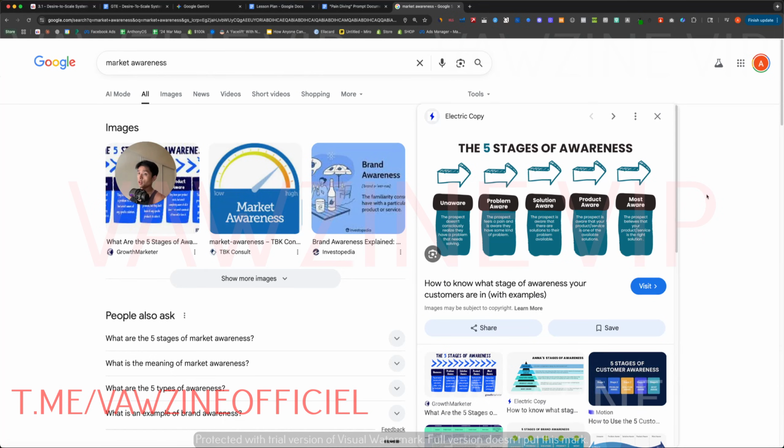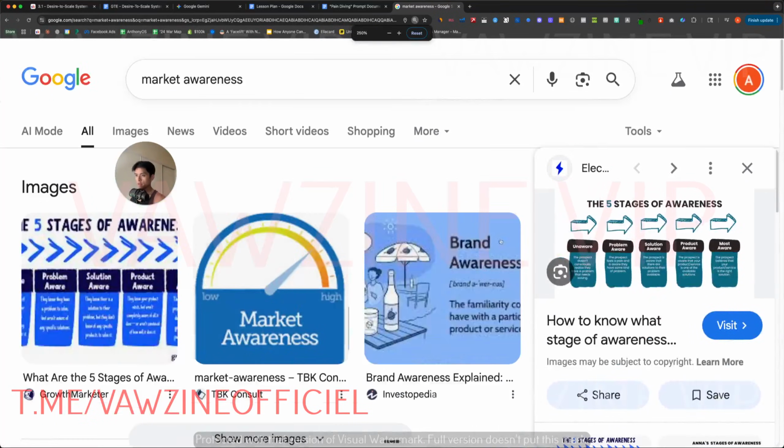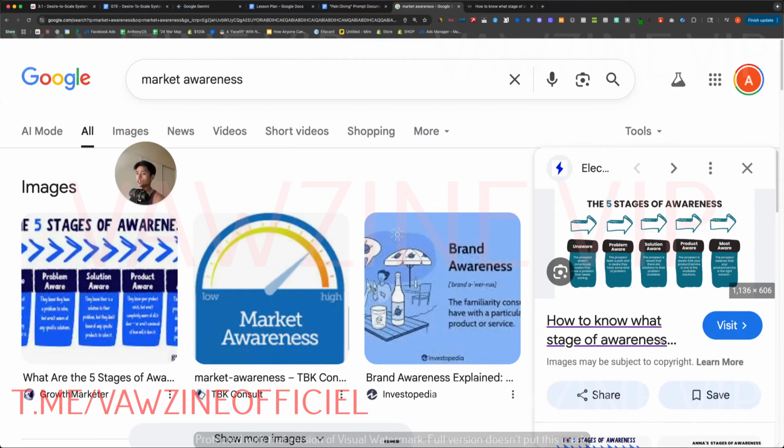And so as you can imagine, and as these names suggest, unaware basically describes someone who, let's zoom in a little bit. Actually, let's just click in because this is a really good image. So just use this as our example.